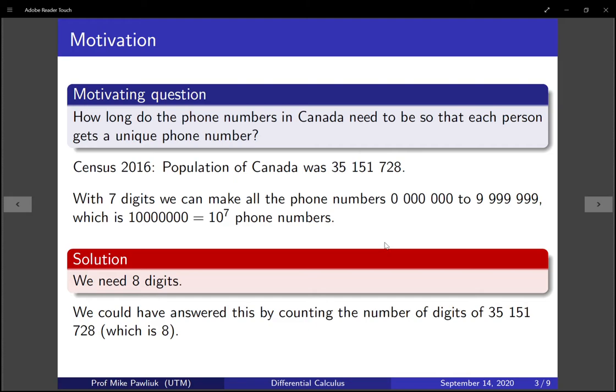Now, another way to solve this question would be to count the digits of the population of Canada, which would be 1, 2, 3, 4, 5, 6, 7, 8. It has 8 digits. And it turns out that answers the question as well. Now, we're going to make this connection a little bit tighter between how many digits a number has and something to do with logarithms. Let's explore that now.